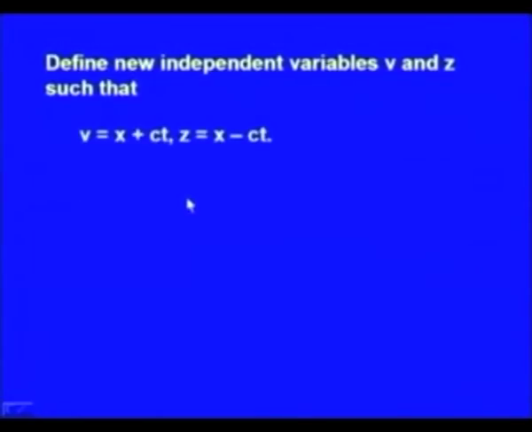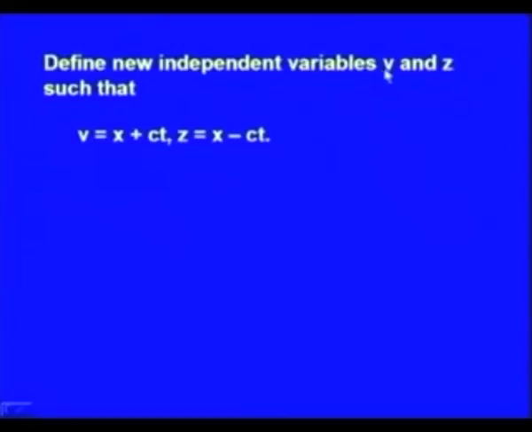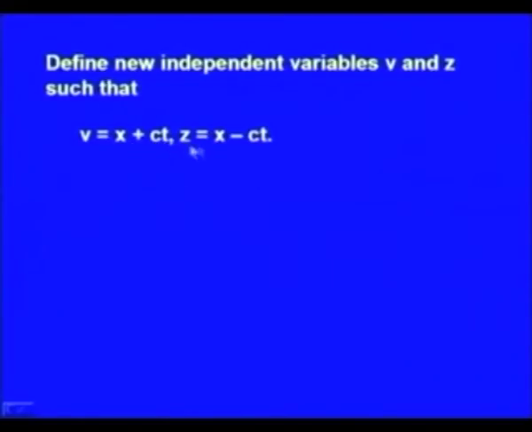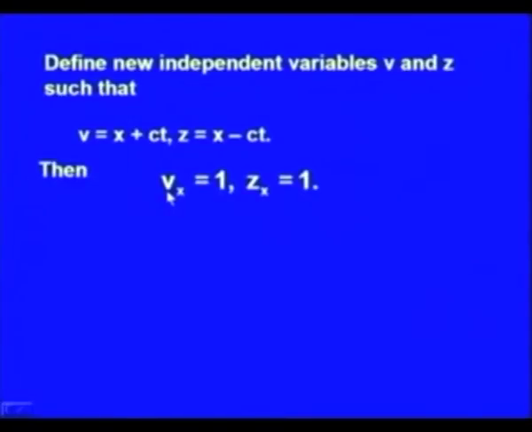So, let us define a new set of independent variables v and z, such that v is equal to x plus c t and z is equal to x minus c t. Now, from these relations it follows that when you differentiate v partially with respect to x, you get delta v over delta x as 1, and delta v over delta x we have denoted by v x. So, v x is equal to 1. Similarly, delta z over delta x, that is z x, is equal to 1.